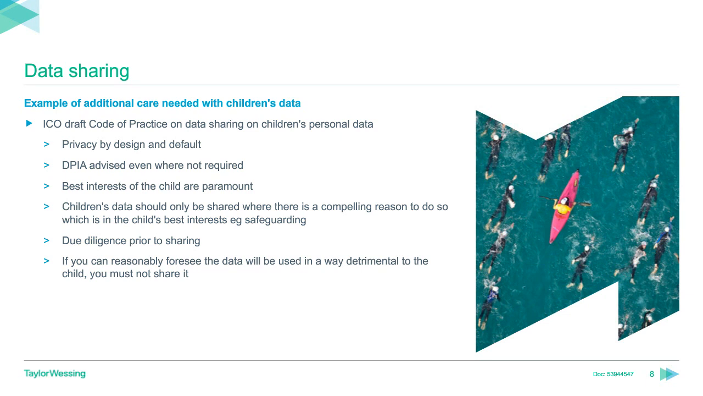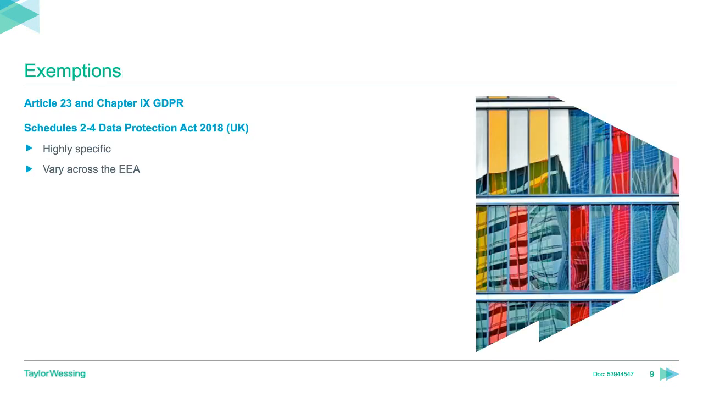There are exemptions which allow you to process children's data in ways in which the GDPR wouldn't otherwise allow. They're covered in Article 23 and Chapter 9 of the GDPR and in Schedules 2 to 4 of the Data Protection Act 2018 in the UK. They're highly specific and they vary across the EEA, and I'm not going to go into them in detail for that reason.